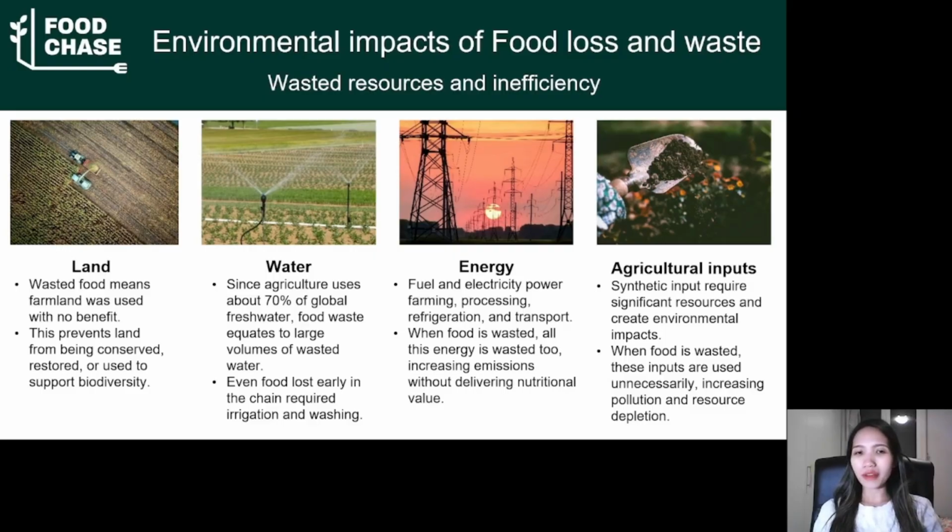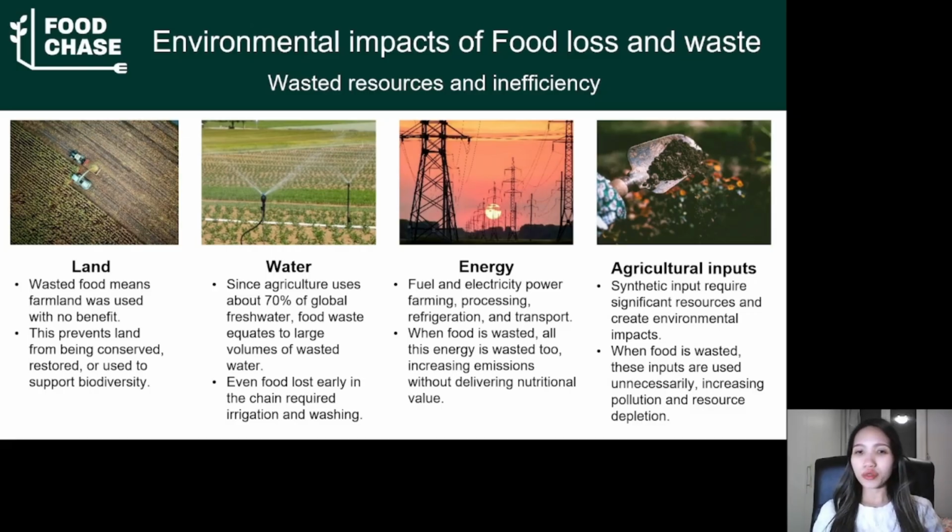Agriculture uses about 70% of global freshwater. So, food waste means there's also wasted water. Since agriculture and processing use water, even when the food is lost early in the chain, it already required irrigation and washing.